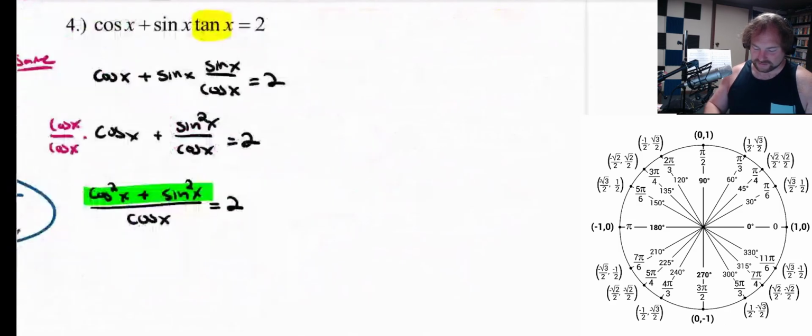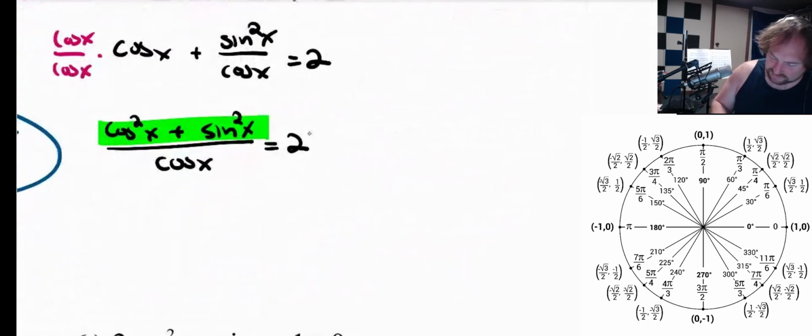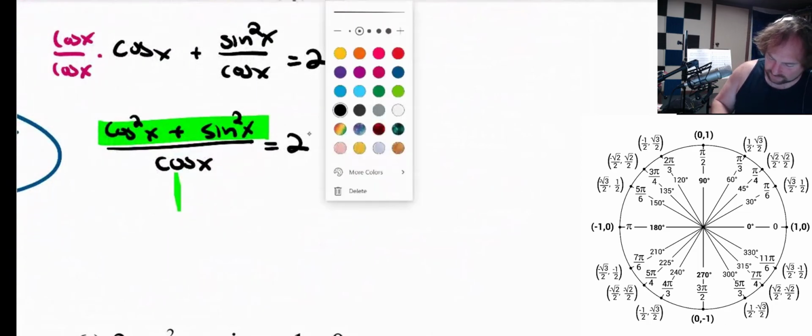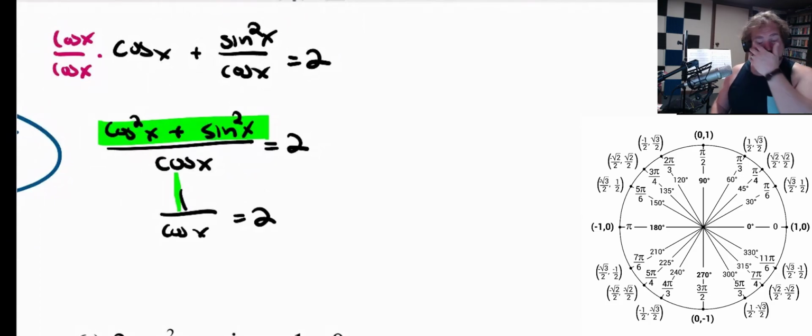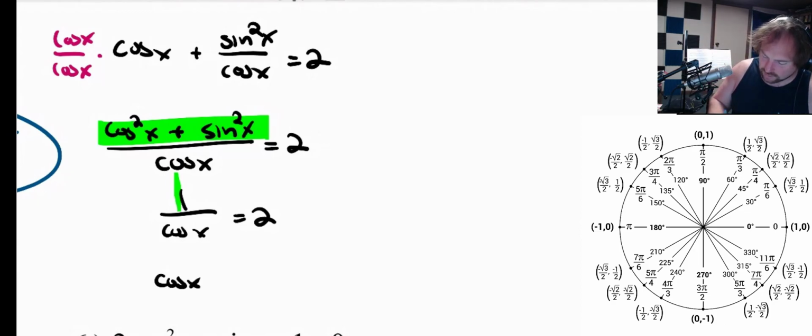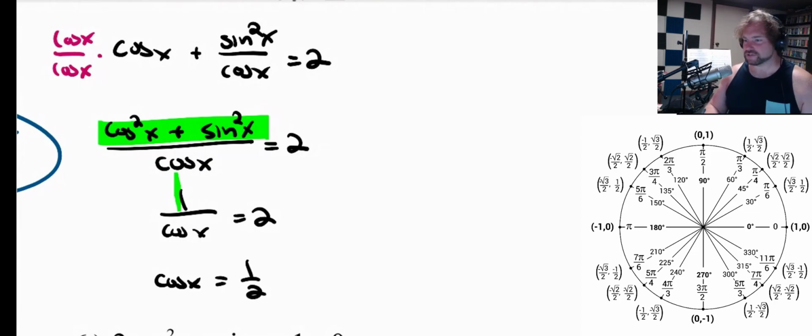So let's do that. So now we get a pretty easy problem. When does 1 over cosine equal 2? And that's not too easy on its own, but what you can do is take both sides of the fraction and flip it. And so really this question is, okay, when does cosine equal 1/2? And that's a much easier question to answer.